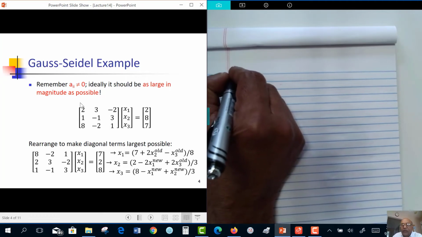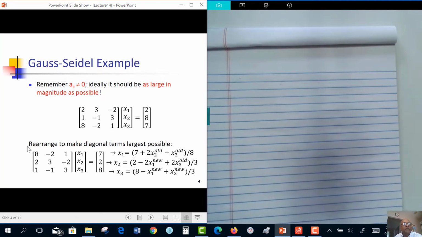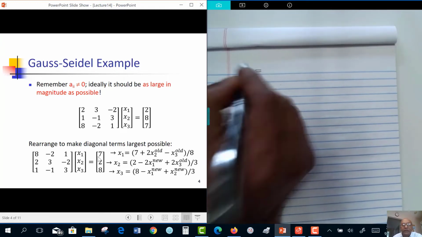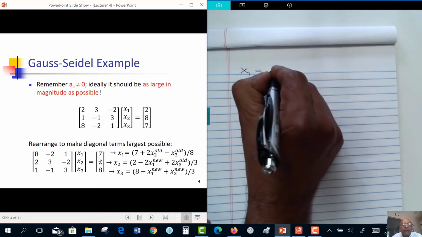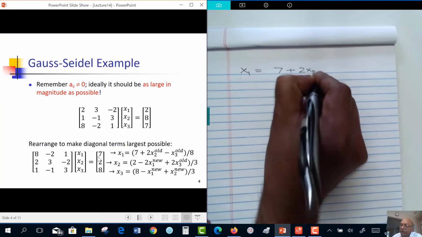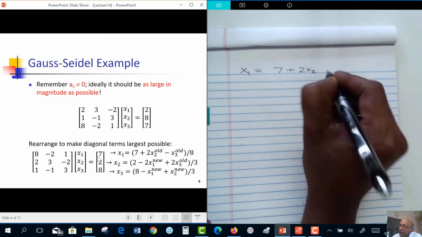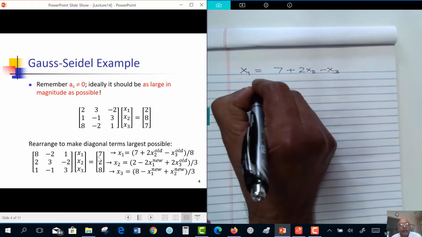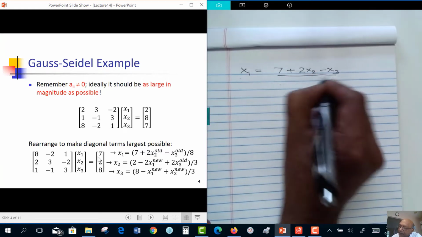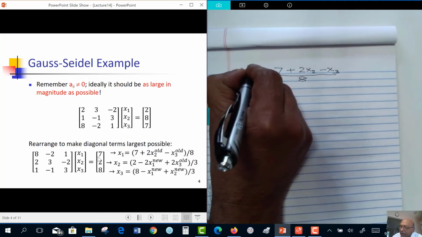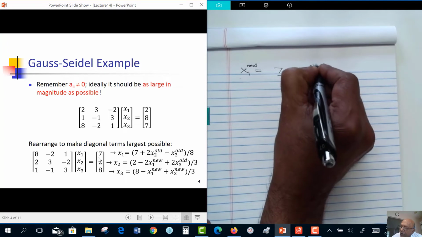What we'll do manually is take our first equation. This is our first equation, remember, and we will try to get the new x1 value from it. So we'll take 7 plus 2x2, where we have only the old value, minus x3, where we also have only the old value, divided by 8. So this would be our new value of x1, from old, old.